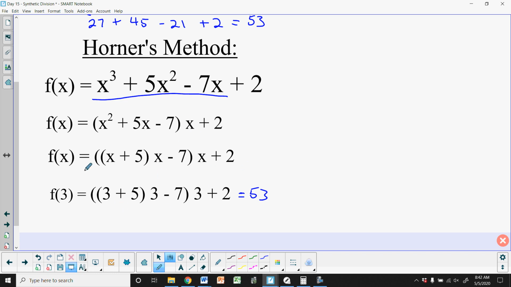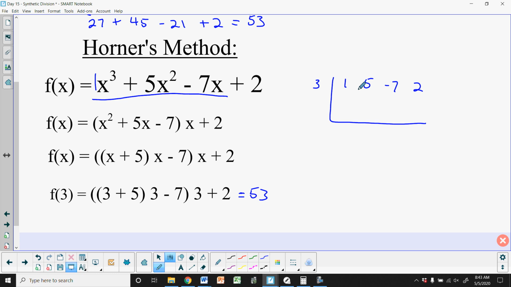So instead of writing it this way, though, they figured out this other way, and this is what you saw in the do now. So they take this, they make this partial box here, and what they're doing is the number that they're substituting in, a 3, they put it on the outside, and then we're just going to take all the numbers here. So there's really a 1 in front of the x, a 5, a negative 7, and a 2. So 1, 5, negative 7, and 2.